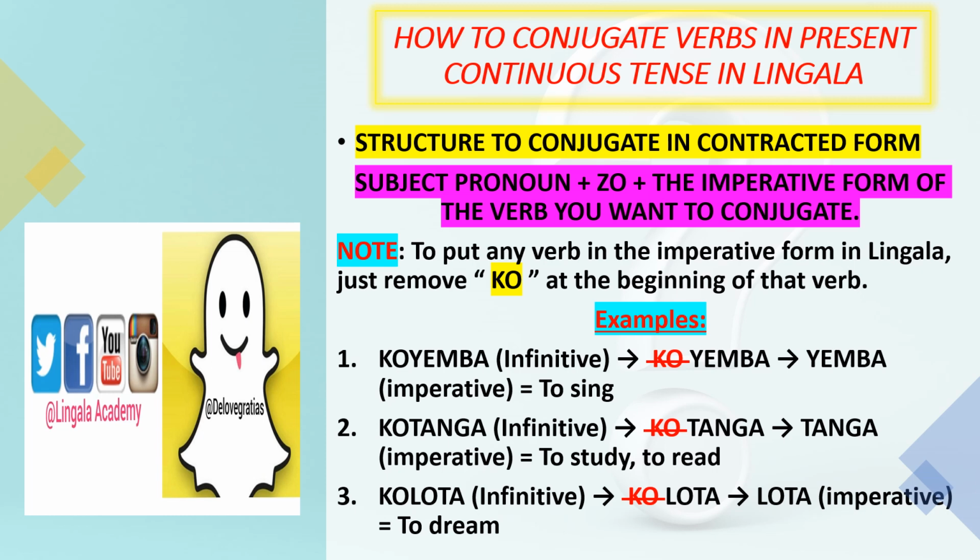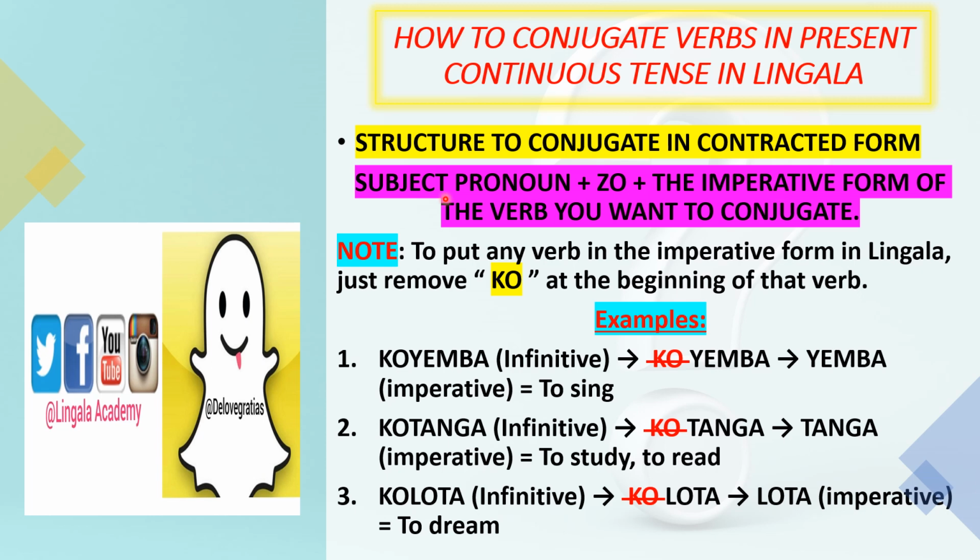Here's the structure that you need to follow to conjugate the verb in present continuous tense in the contracted form. You need to have the appropriate subject pronoun followed by zo, then followed by the imperative form of the verb that you want to conjugate. Pretty much the subject pronoun is the only part that will change. The rest will remain the same.